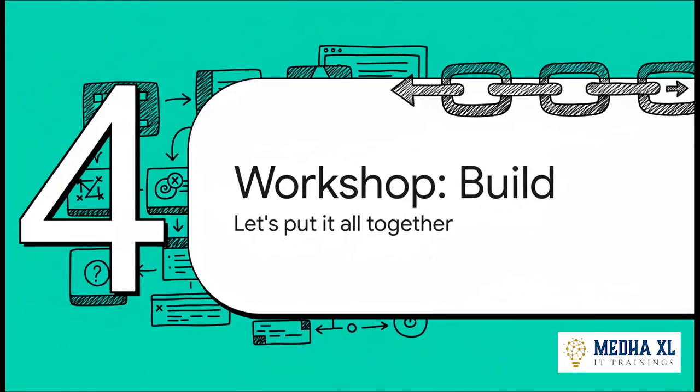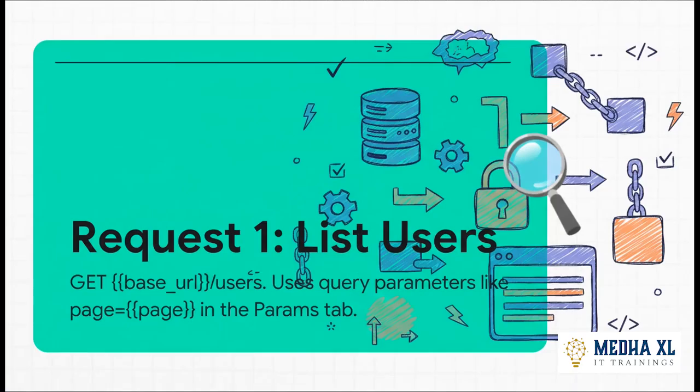Okay, enough talk. Theory's great, but let's actually build something. We're going to take everything we've just learned and put it all together to create a real user management collection from scratch. First things first, we'll make a simple GET request to list all the users. And notice right away, we're using our base URL variable, so we don't have to type out the whole thing. Then, over in the Params tab, we can add a key for page and set its value to another variable, page. Super easy to make things dynamic.